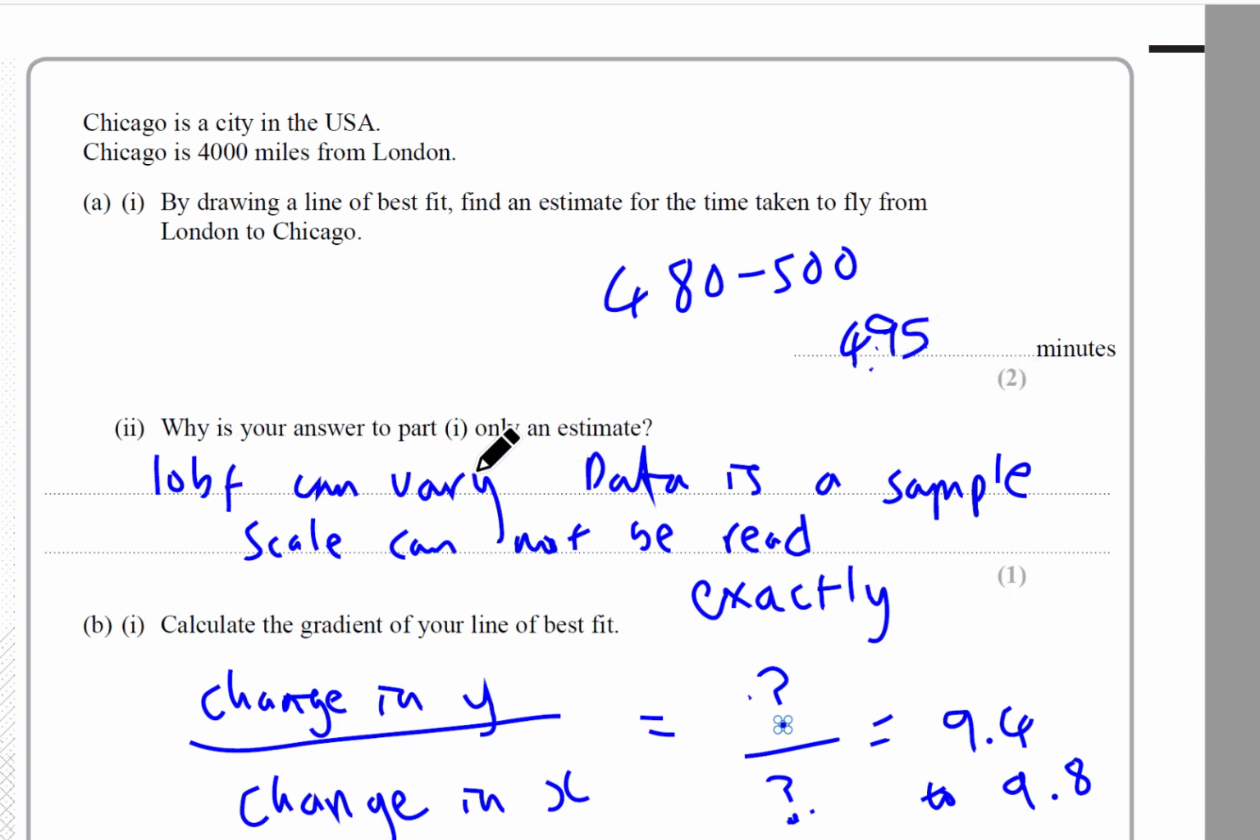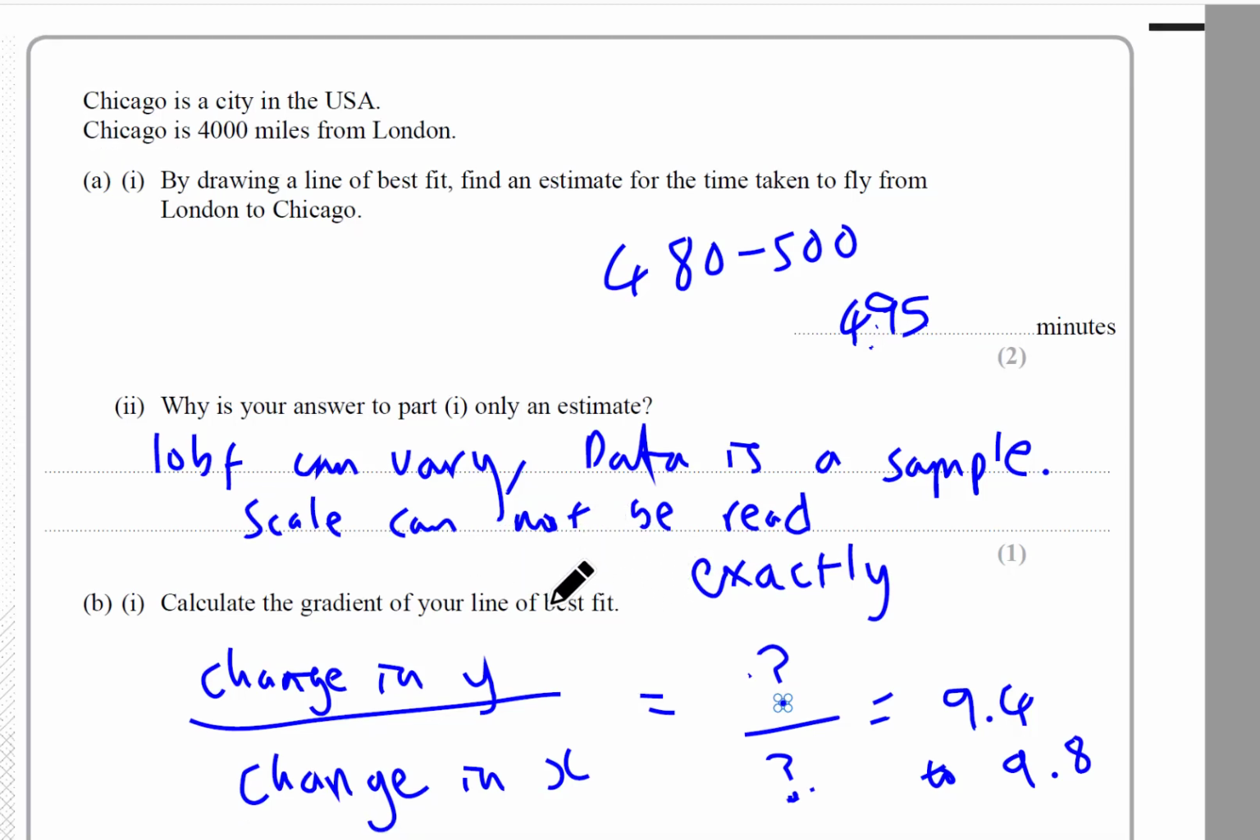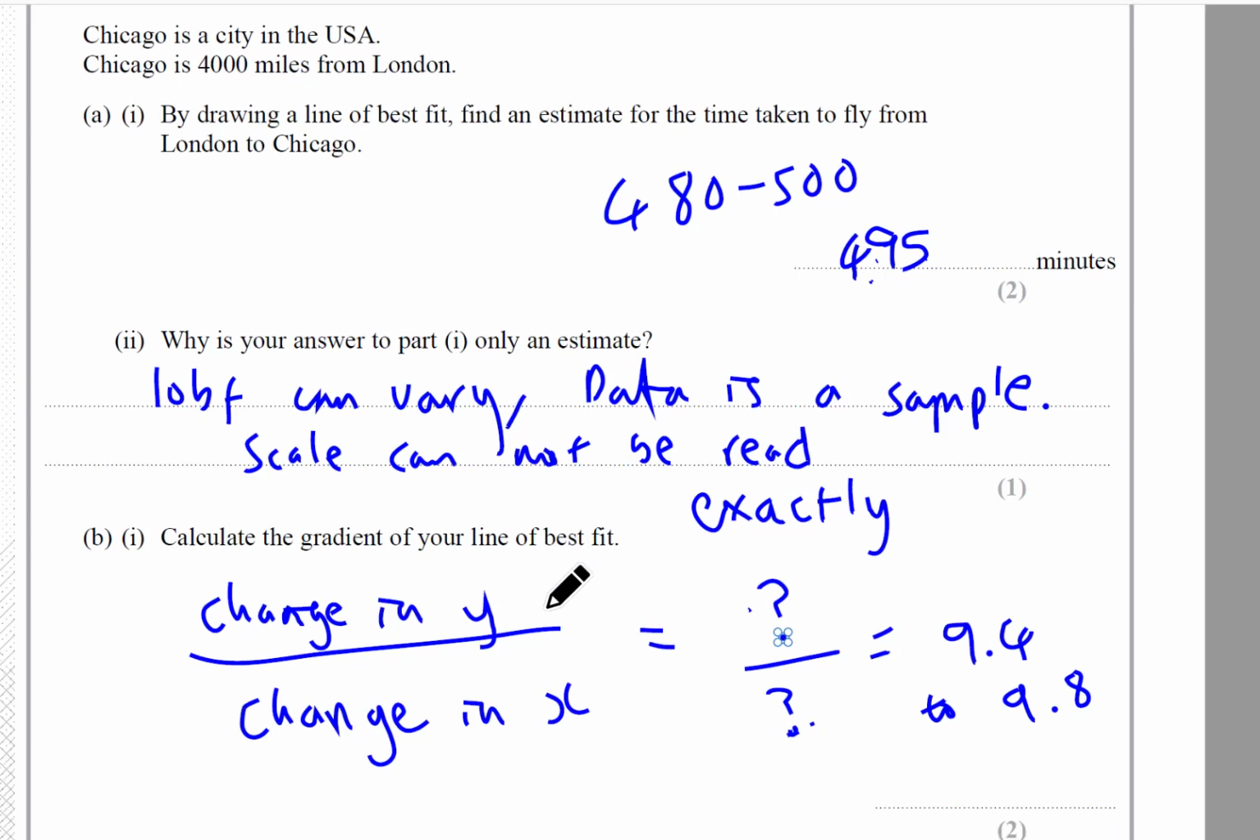Why is your answer to part I only an estimate? Well, lines of best fit can vary. The data is a sample that you're using to create a line, or the scale cannot be read exactly. They're all valid answers. Now calculate the gradient of your line of best fit.